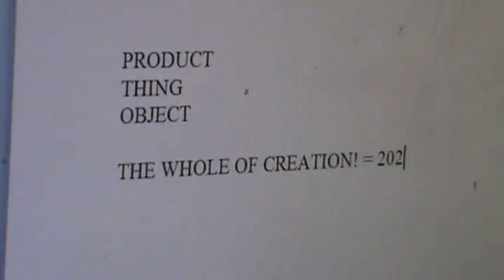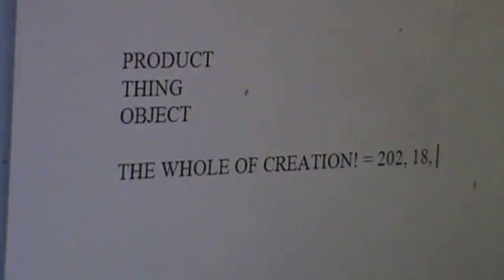Let's take a quick peek, and then the whole of creation will be a nice Father. In fact, the whole of creation, I can't resist that. The whole of creation equals 202, same offset as Father, in 18 letters and 45 strokes. Everything divides by 3, just like Father.